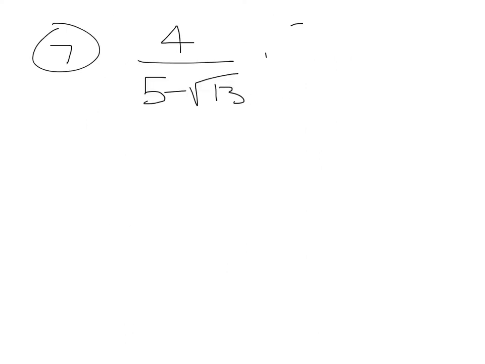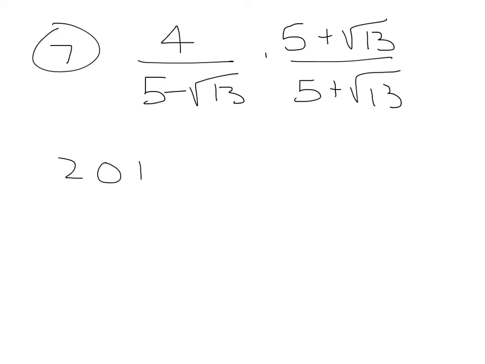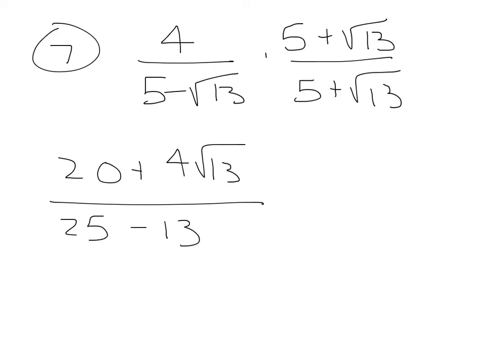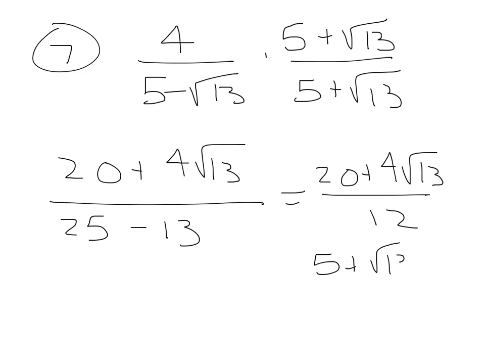To rationalize, I'll multiply the numerator and the denominator by the conjugate. This can be reduced. The 20, the 4, and the 12, each of those have a greatest common factor of 4. I'll divide each of them by 4. 5 plus radical 13 over 3.